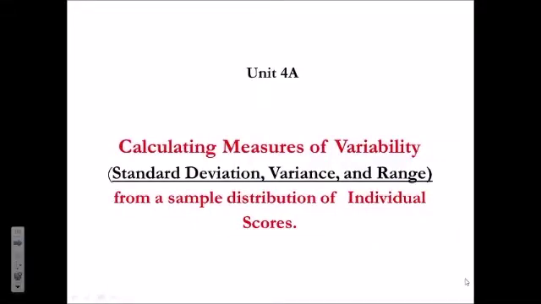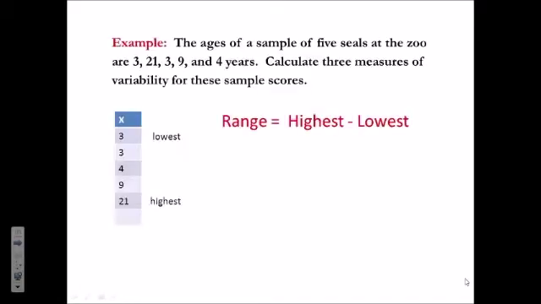Unit 4A, calculating measures of variability, standard deviation, variance, and range from a sample distribution of individual scores. The ages of a sample of 5 seals at the zoo are 3, 21, 3, 9, and 4 years. Calculate 3 measures of variability for these sample scores.